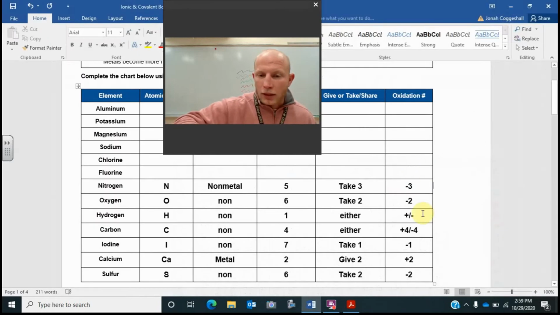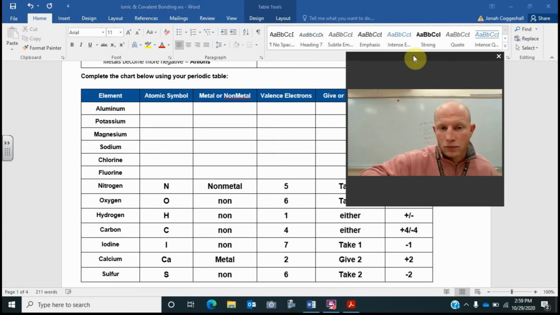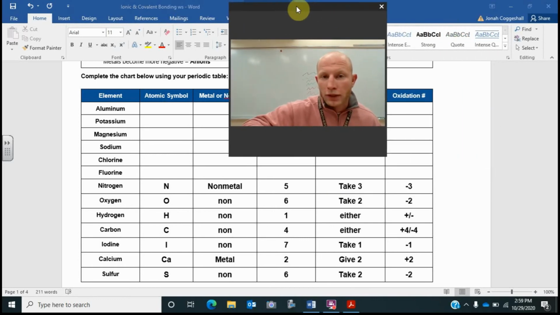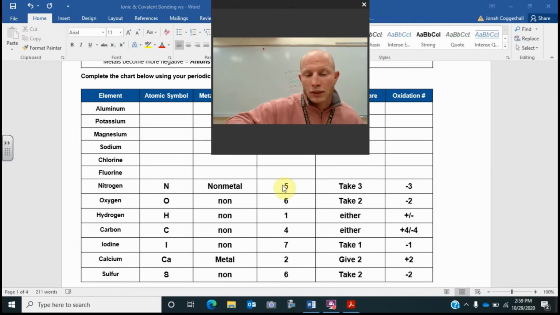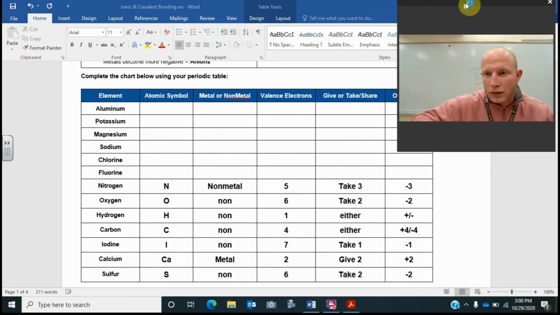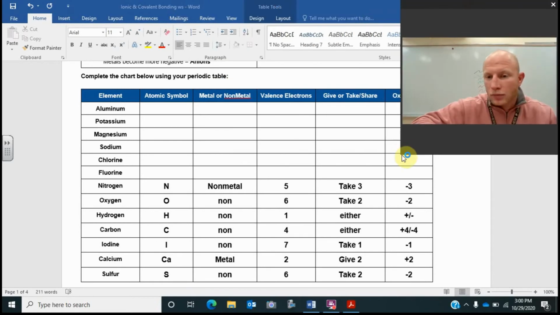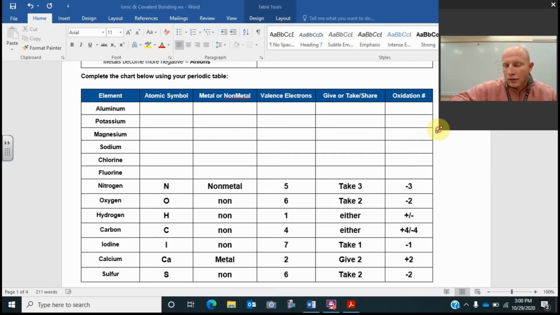Let me see here. Other than that, it's pretty straightforward. There are a couple things that we should be getting to notice. If you look at this example, we did a lot of nonmetals. If you notice the nonmetals, they take electrons, right? How many electrons do they take? They take 3 electrons, take 2. So nonmetals, they take, well, why?